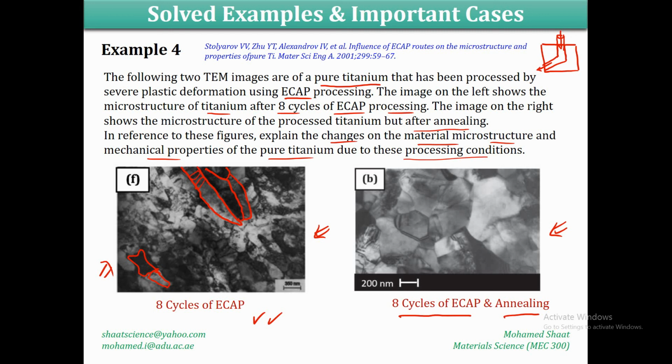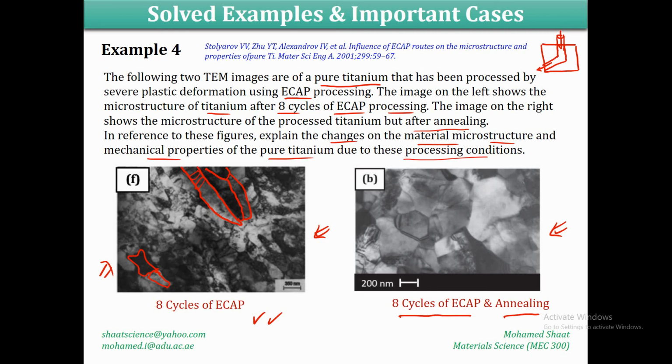So as you can see, there is a contrast. This contrast, as I mentioned, indicates that some of the grains are filled and crowded with dislocations, while some other grains definitely won't have that much dislocation like the others. So this indicates that there is a non-uniform microstructure.